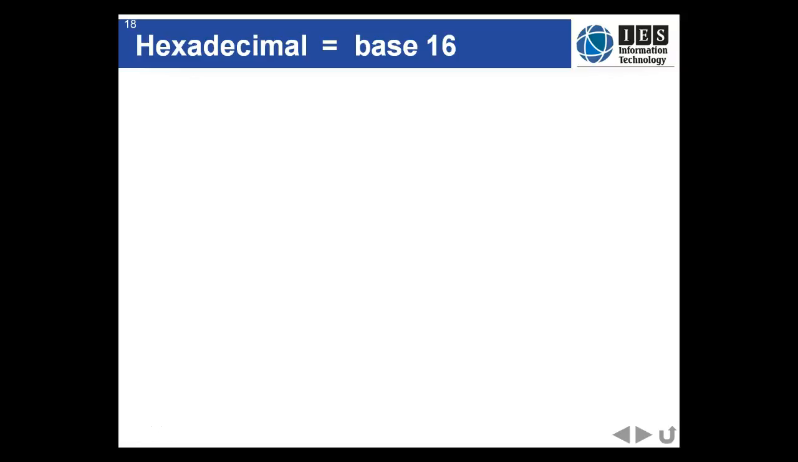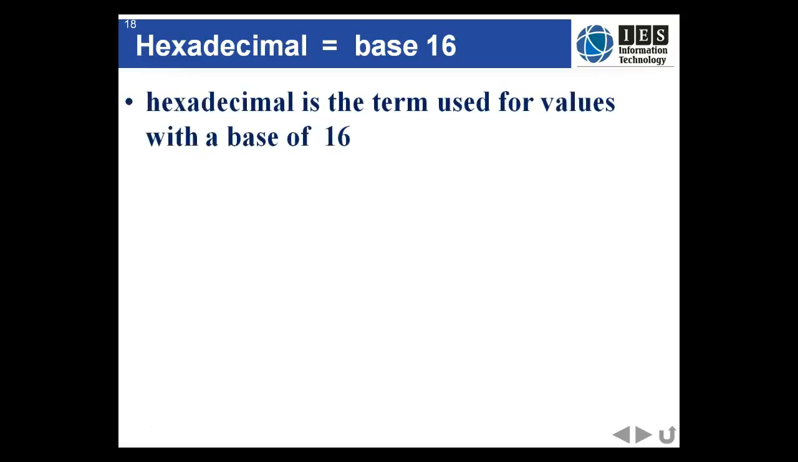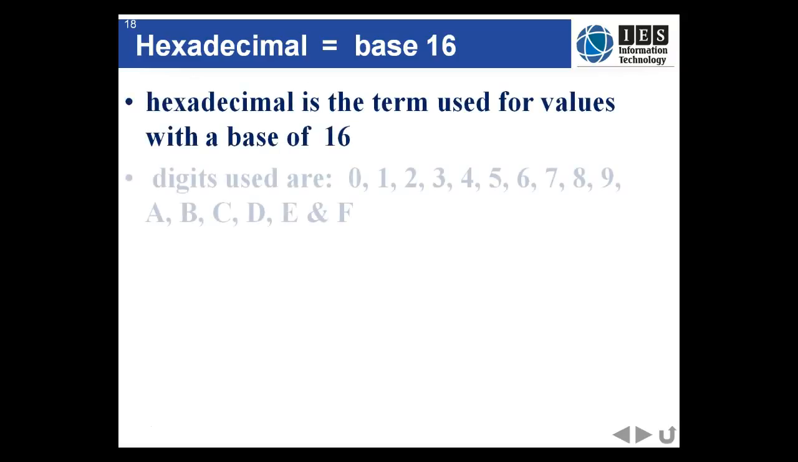Hexadecimal is base 16. This means we need 16 digits. So rather than create new symbols, we use the letters A to F to represent the numbers 10 through to 15. So we use the digits 0 to 9 and then A to F.